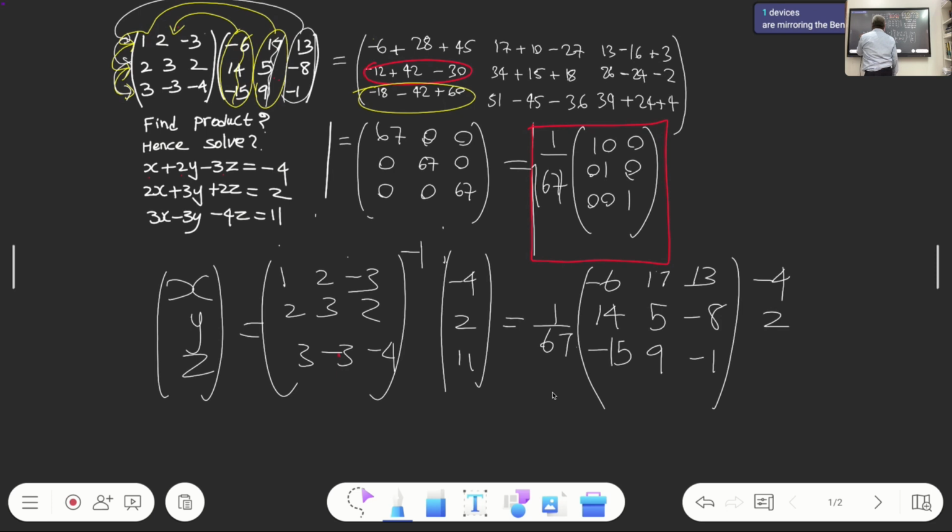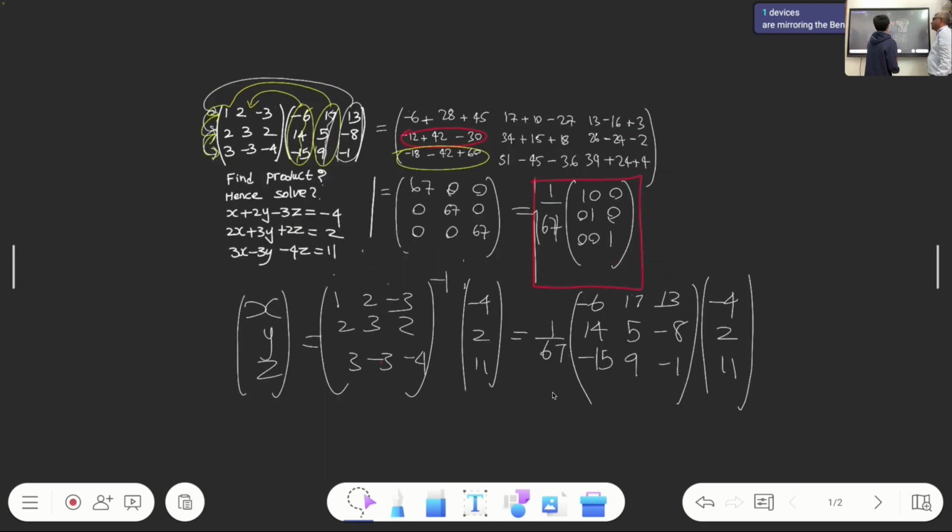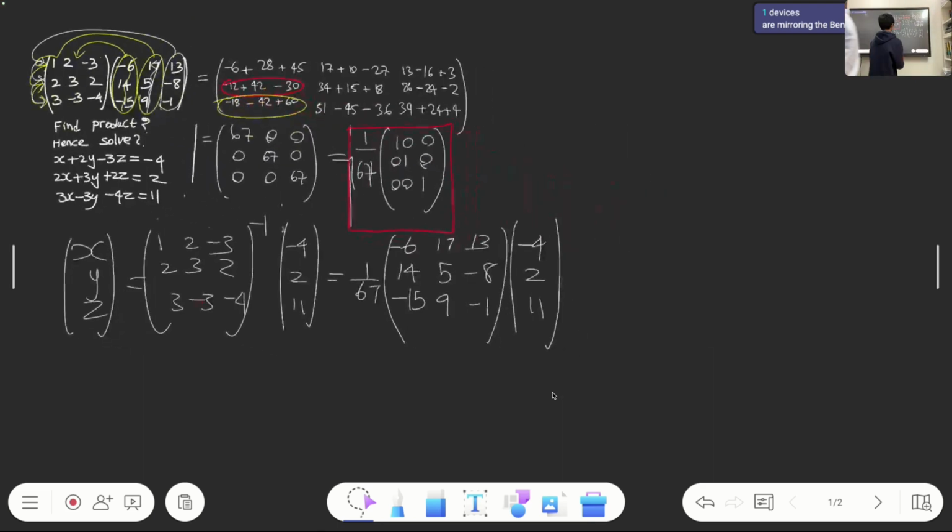Listen here. Now we multiply this. X, Y, Z equals 1 by 67 multiplication: minus 20 plus 24, plus 34, plus 143. 13 times 11 is 143.